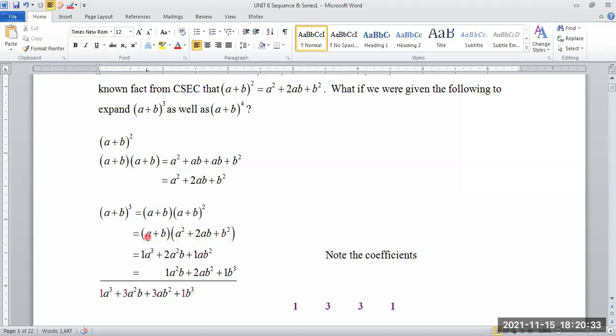My question now is, I'm going to be using a plus b to distribute over a squared plus 2ab plus b squared, but I have to do it in stages. What do you mean, sir? I'm going to use the a first, and when I finish, I'm going to use the b afterwards. So let's go. A times a squared is a cubed. A times 2ab is 2a squared b. Follow me so far? Yes, sir. All right, good. A times b squared is going to be ab squared, which is here.